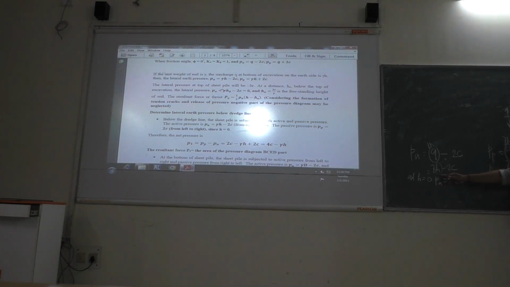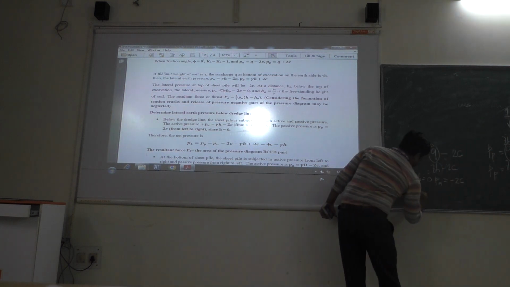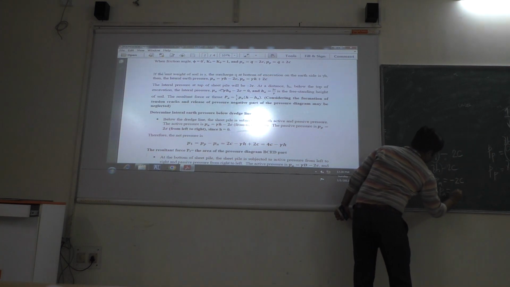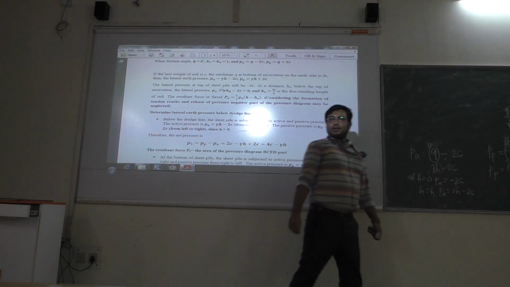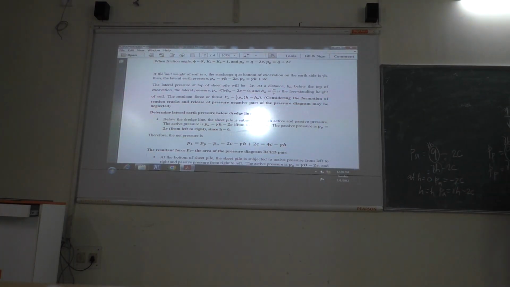So if we increase the value of H, then this part continuously increases, and finally, if the depth is H, then some positive value will come. That means at this point, if we consider h equal to H, then P is equal to gamma H minus 2C. So if we join these points, this will be the active earth pressure diagram for cohesive soil, where this negative part is there.